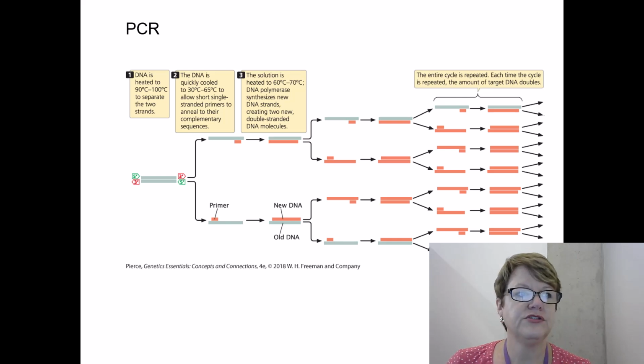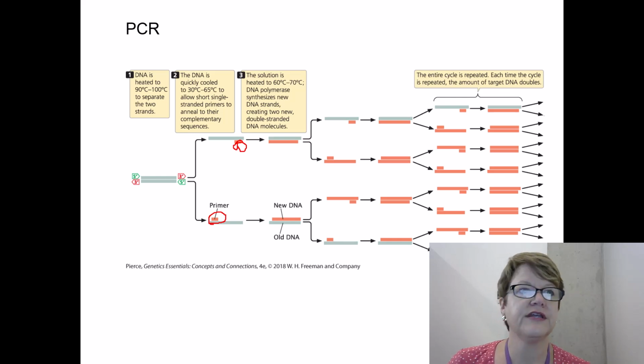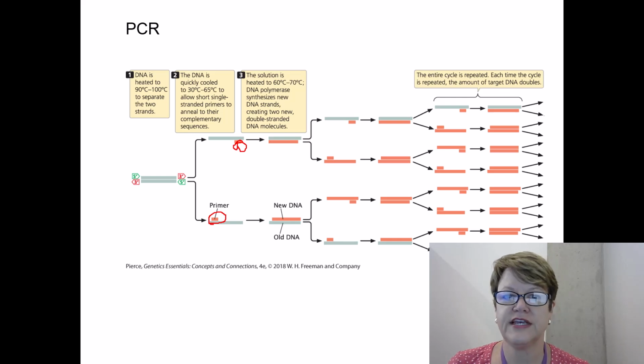And then what you do is you take that DNA, you mix it with these pre-synthesized primers in a test tube, and then you also add nucleotides and you add an enzyme that is heat resistant. So there's a couple of naturally occurring polymerase enzymes that are heat resistant. And so you put these test tubes into a machine that heats and cools the test tubes.